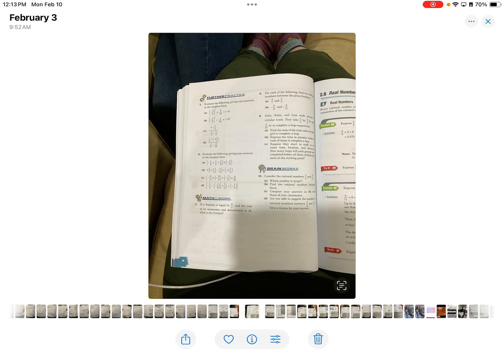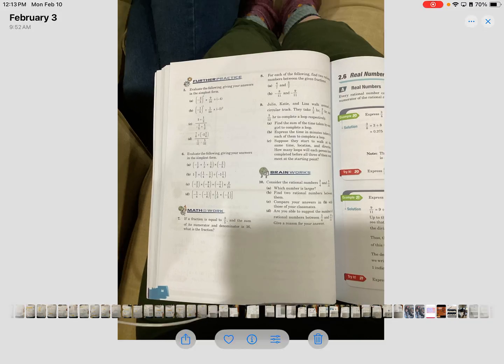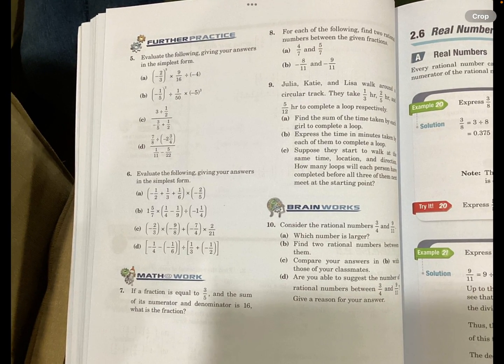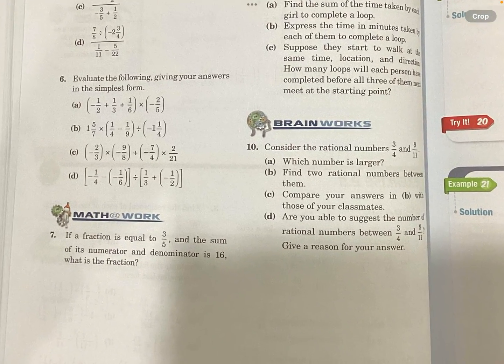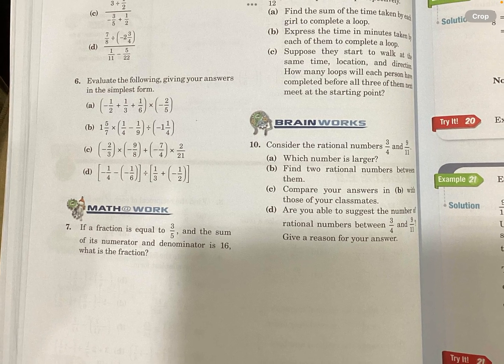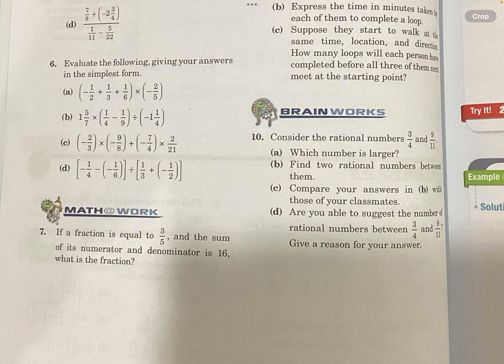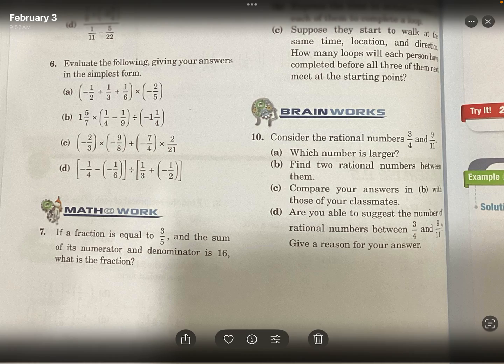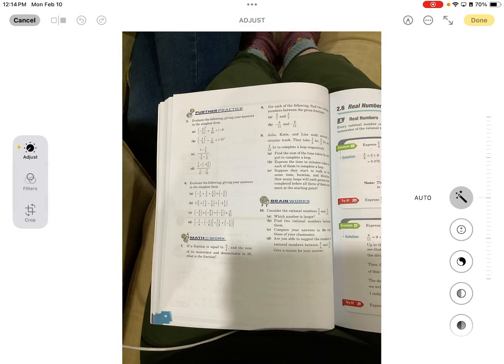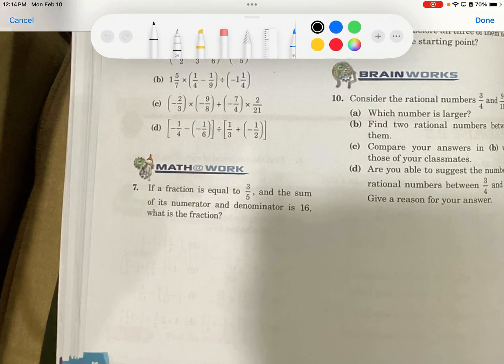How many times? Ooh, let's see if there's any fun things here we could do. Can we do the math book? Math hour. Okay, no. So let's see. Bye-bye. Shut your door. We don't care.